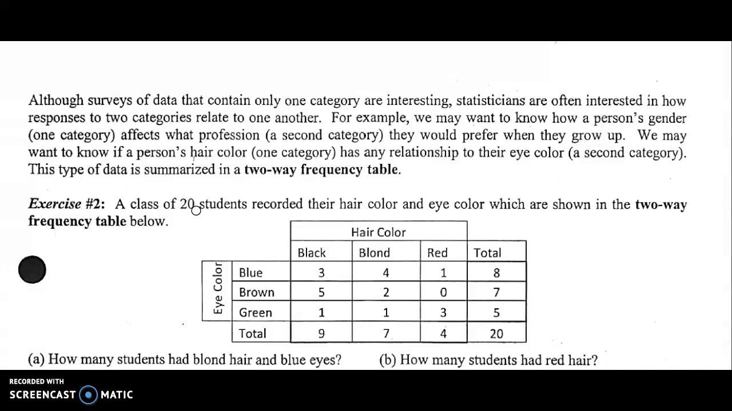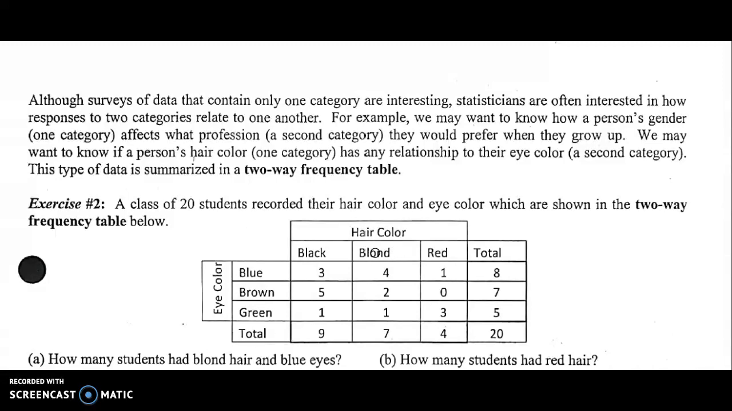In this example, a class of 20 students records both hair color and eye color, and we capture that in this two-way frequency table. It looks like there's three types of hair color that we counted, black, blonde, and red, and three different eye colors, blue, brown, and green, and we can use that to answer different sorts of questions. First one is how many students had blonde hair and blue eyes. Pretty simple if we know where to look in the table.